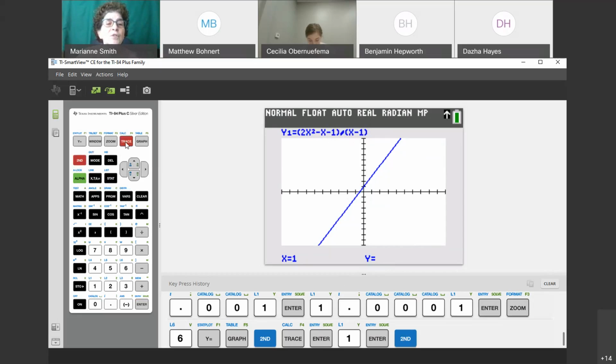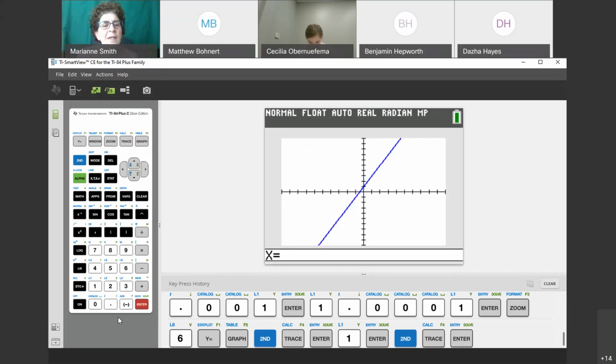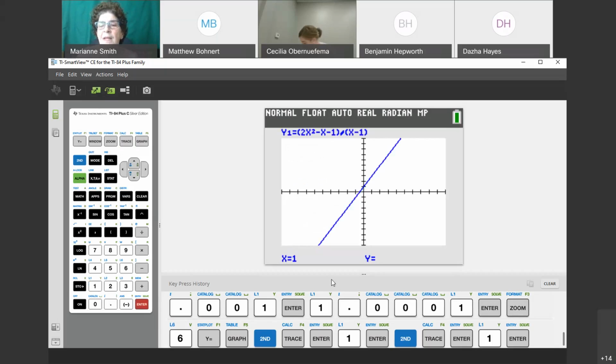Second, trace, that's my calc menu. And the very first one is value. What that says is give me an X value, I'll tell you what Y is. So I'm entering it, and I want to know what is the Y value when X is 1. And the calculator gives me Y equals nothing. Not at all, nothing. So this is how it looks on a TI.